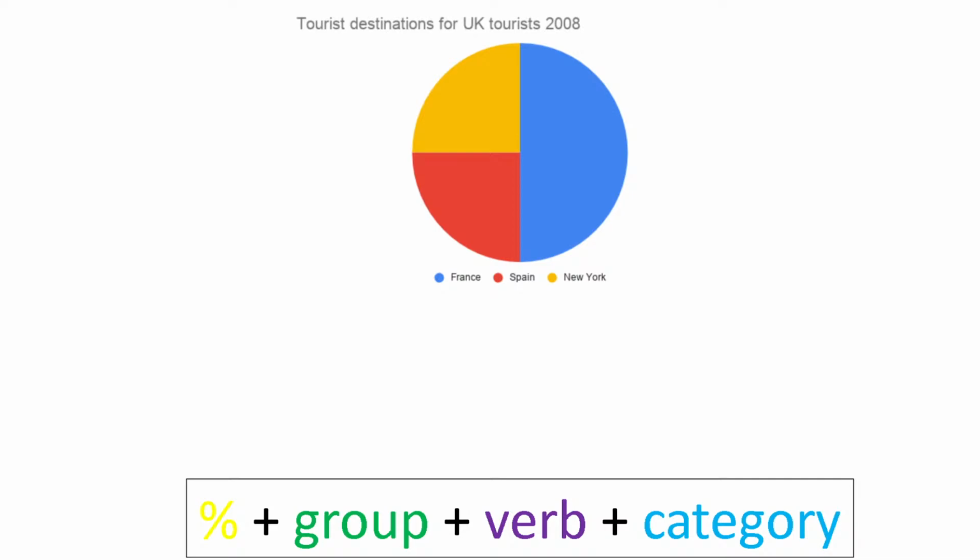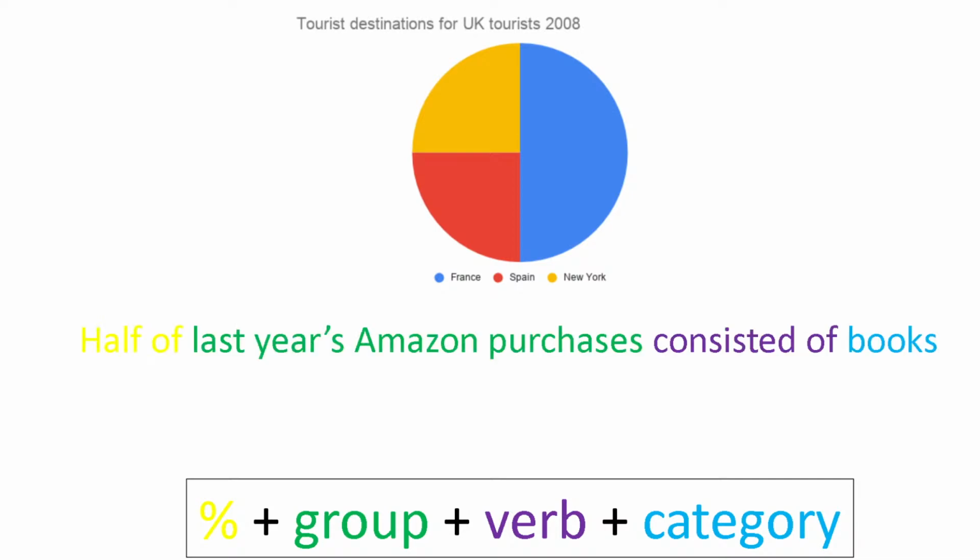Okay, here's an example. Half of last year's Amazon purchases consisted of books. Well, that's not correct, is it? Well, that's not going to work. Oh, I see. I remember what I did. So this is the example. So this is the part where we're going to be changing what we've got. So we've got half of last year's Amazon purchases consisted of books. That was what we had in our previous pie chart. So now, because I've just remembered, we're going to change this for the current pie chart.